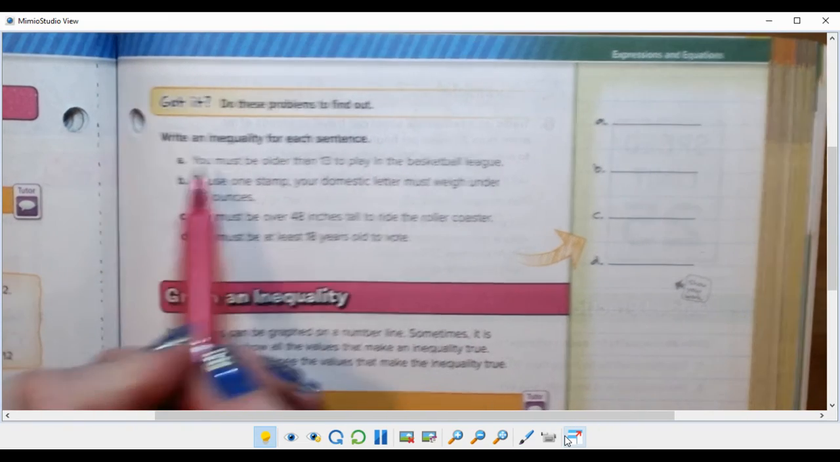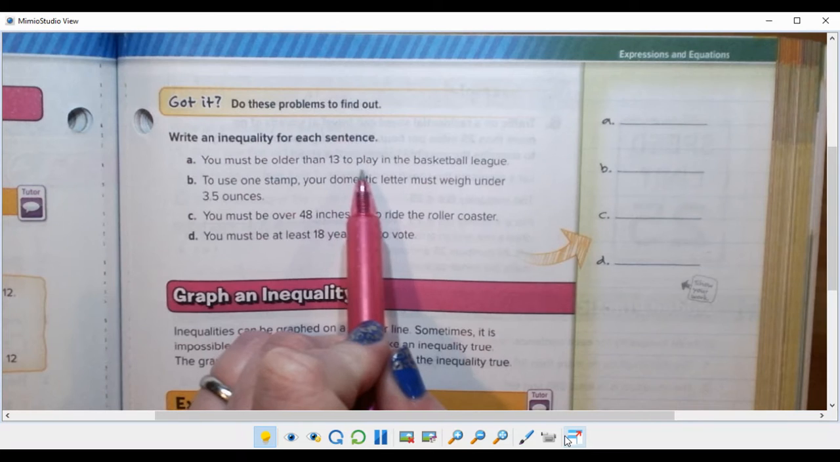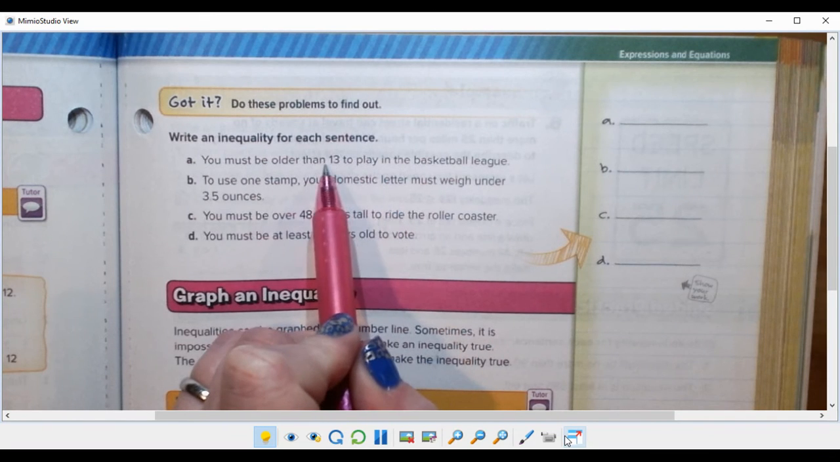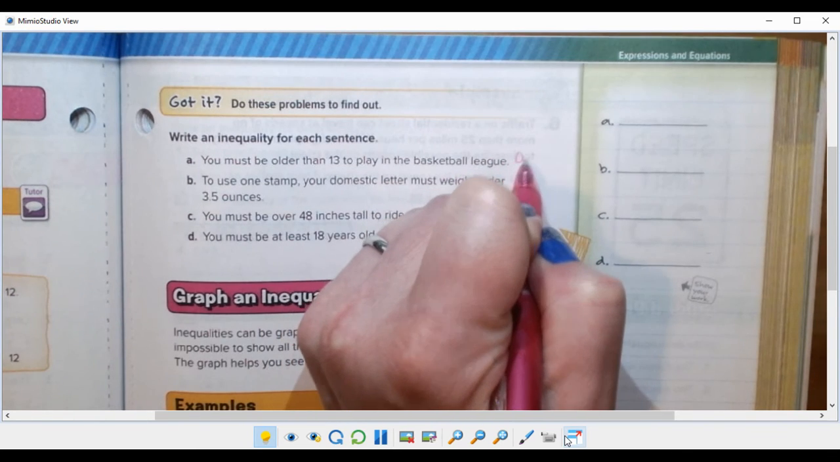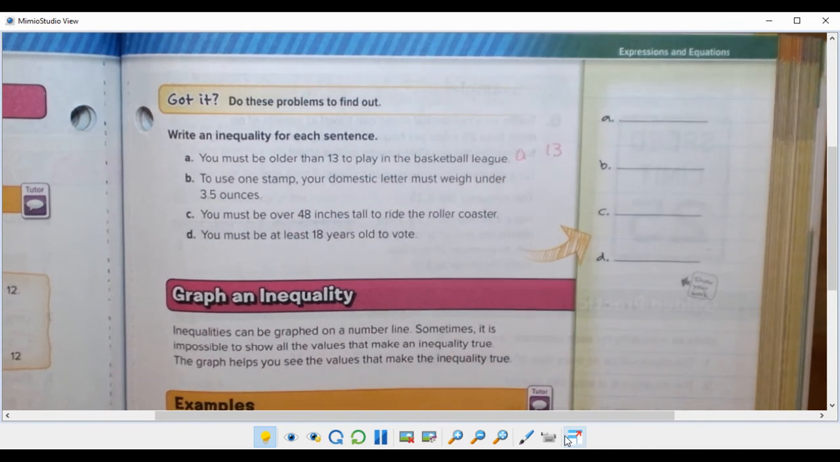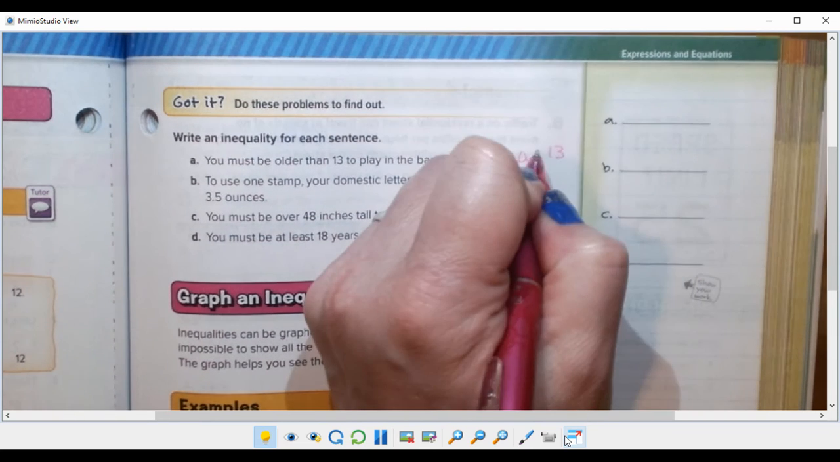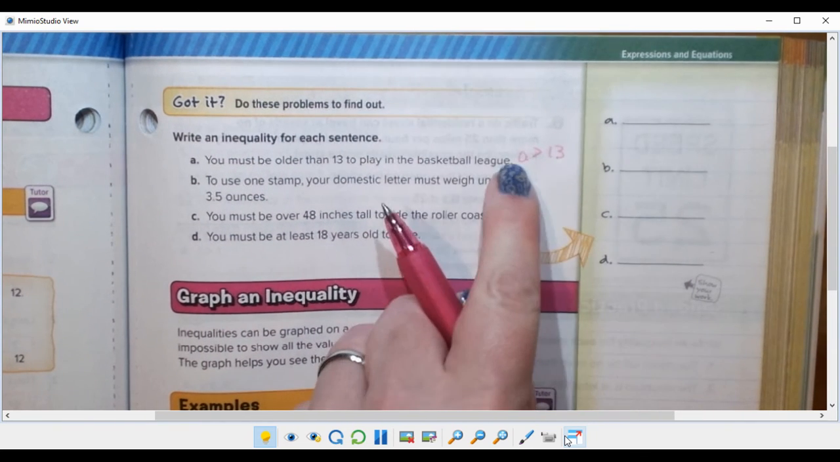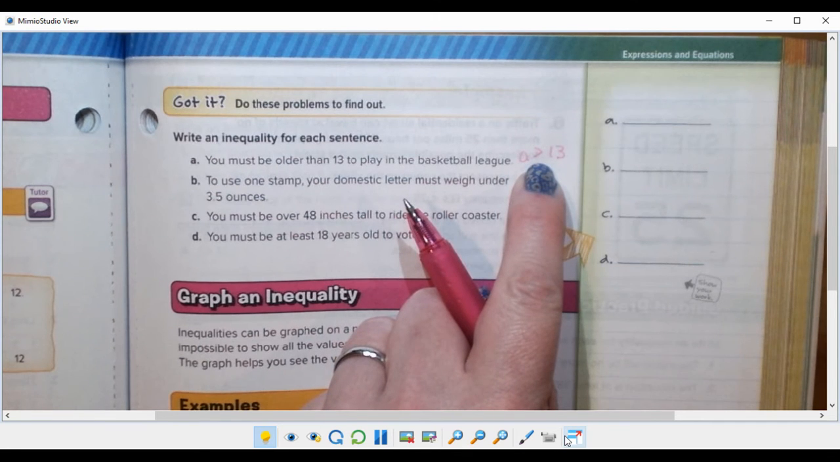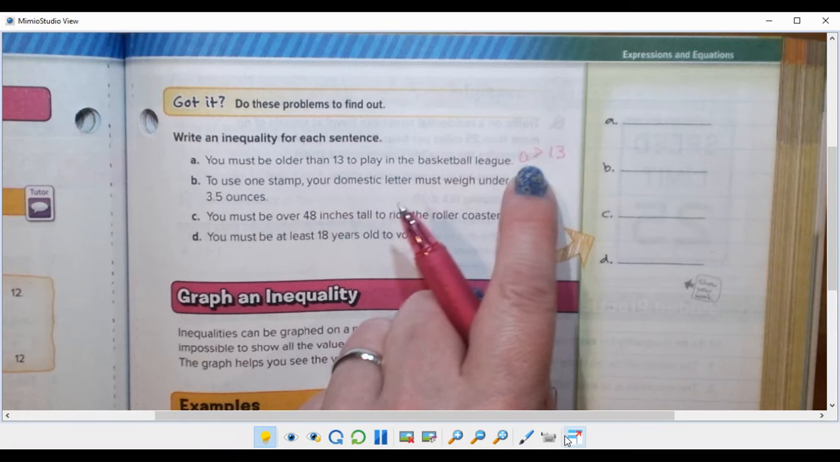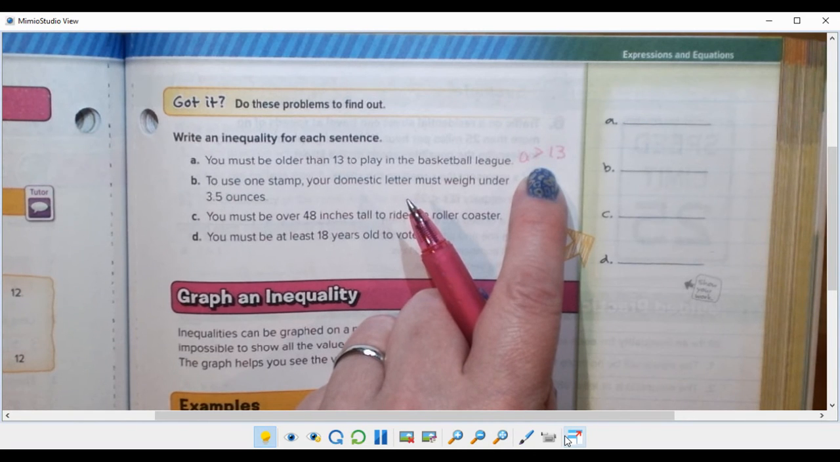All right, you must be older than 13 to play in a baseball league. Clearly, if I'm 12, that's not going to happen. But what if I am 13? So I know my age and I know 13. I know I have to be older than 13. My age is greater than, because the open part comes first. Will I put the equal sign there? Nope. This is the answer. A is greater than 13.